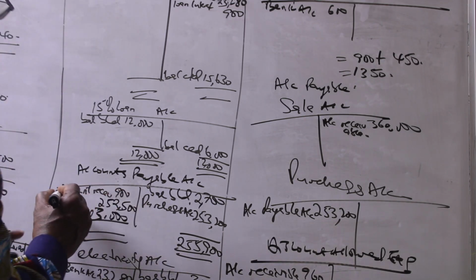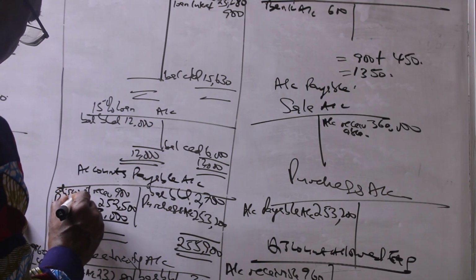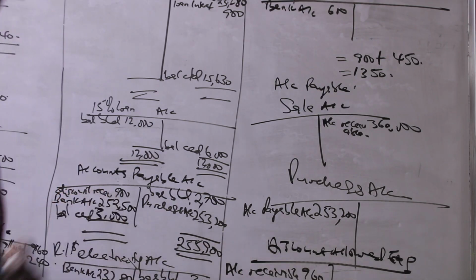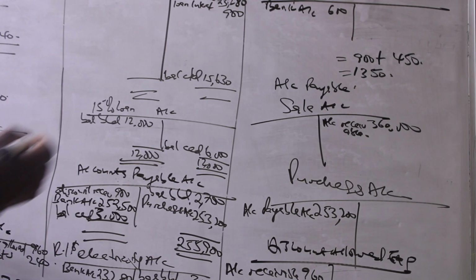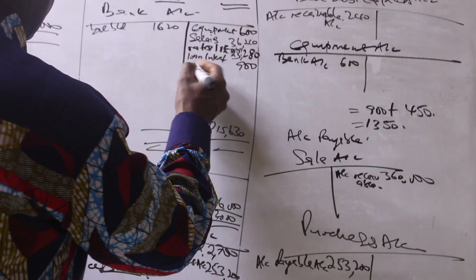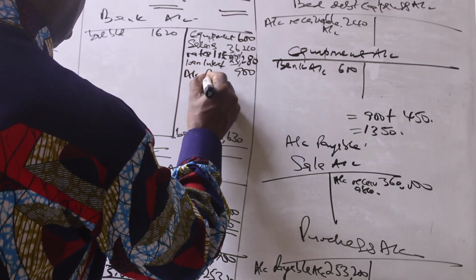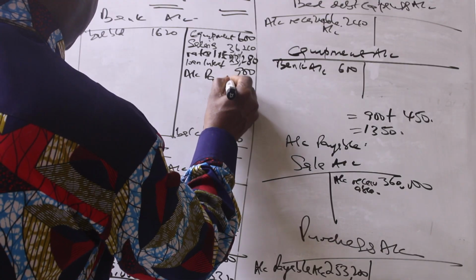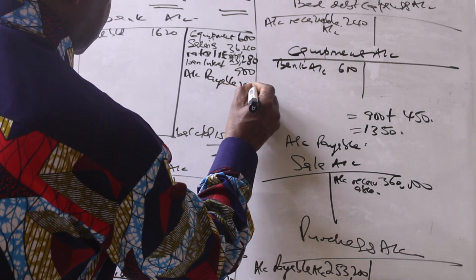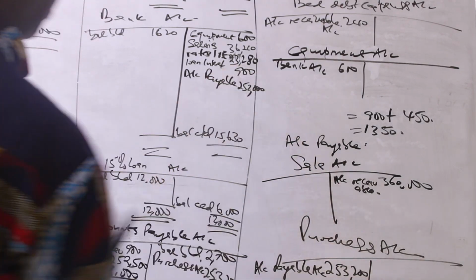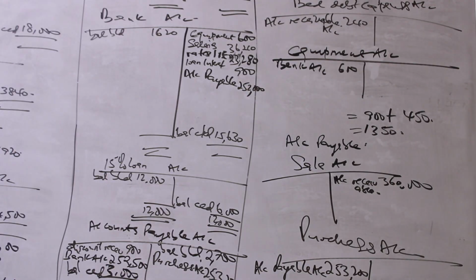It's a balancing figure. So where does it go? It goes to bank. 252,000 goes to bank, and you're saying accounts payable, 252,000.